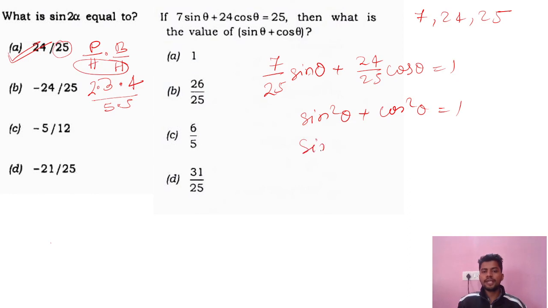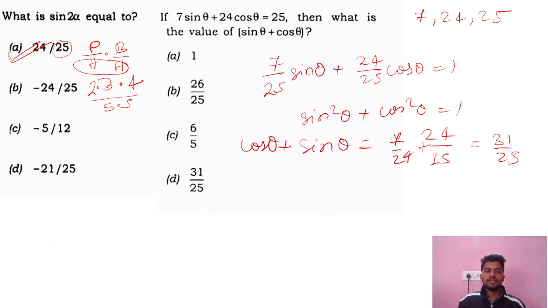So what is the value of sine theta we got by comparing? 7 by 25. Okay, 7 by 25. If we add cos theta with it, what cos theta will we get? Cos theta will be 24 by 25. So 24 by 25. So it would lead to 31 by 25, and that is the correct answer, option number D. Okay, so that's it for this trigonometry. We will meet in the next video. Thank you.